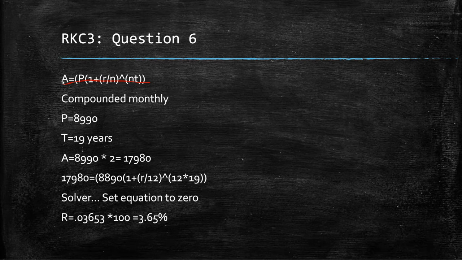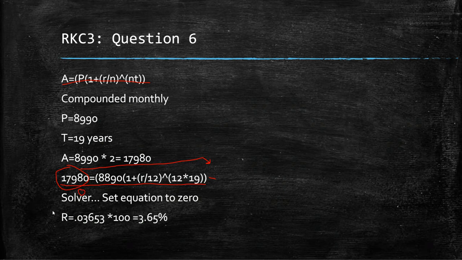A is usually what we solve for, but in this question I had to solve for R. A was actually just the double of our initial, so it was 17,980, and then I plugged it all in here. I used a solver for this, so the entirety of 17,980 was moved to the end and subtracted. So my entire equation could be set to 0, and I could solve.